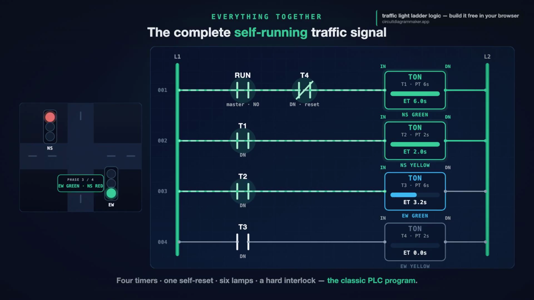Four timers, one self-reset, 6 lamps, and a hard interlock keeping the greens apart. That is a complete, safe, self-running traffic signal. And it is the exact program every PLC student builds to learn sequencing.